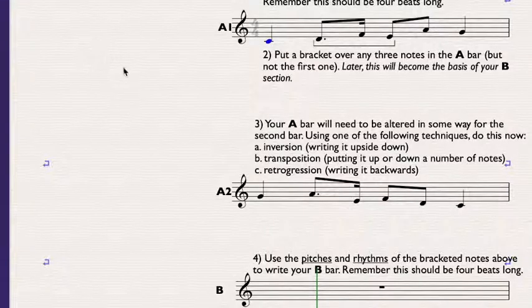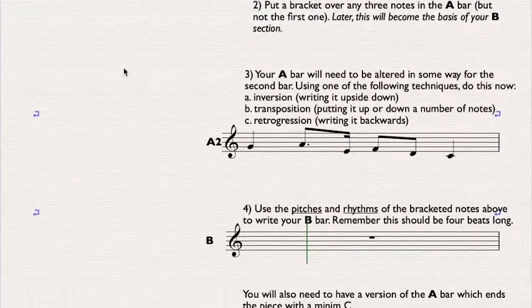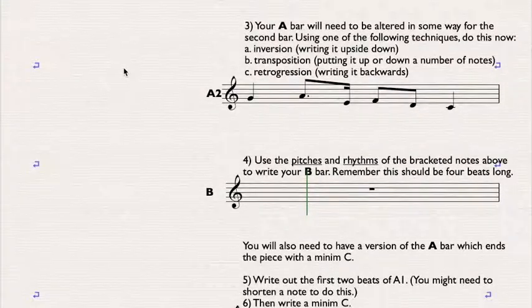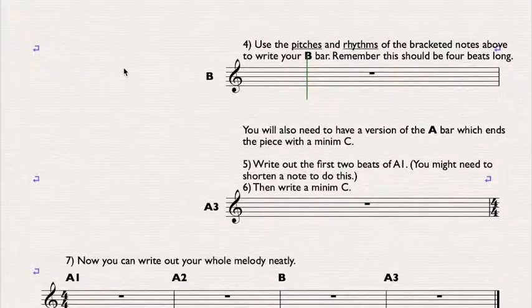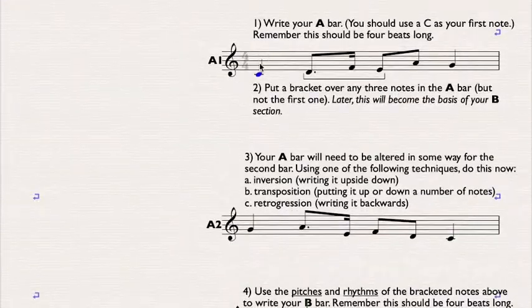And that makes a lot more sense than changing the rhythms as well. So that's what we'll go with for the time being. Stage 4. Use the pitches and rhythms of the bracketed notes above to write your B bar. Remember, the bar should be 4 beats long. I think we know that by now.